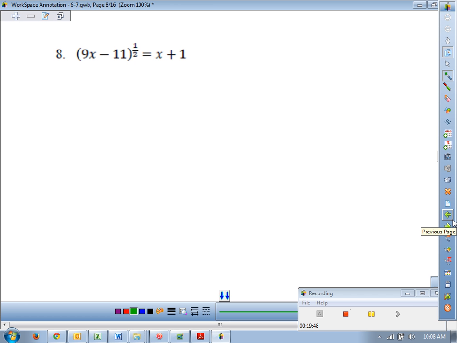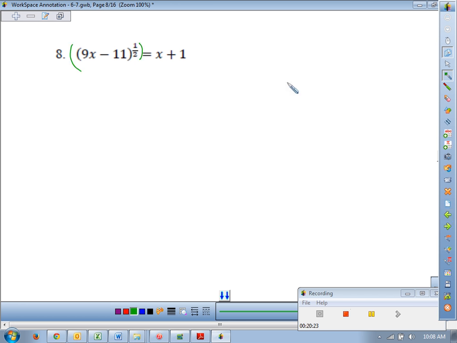Does this have a radical in it? No. But what kind of exponent is in it? Starts with an R. Rational exponent. Isn't that the same thing as the square root of 9x minus 11? So rational exponents, just like radicals, they need to be isolated on one side of the equal sign. Is it isolated? Yep.